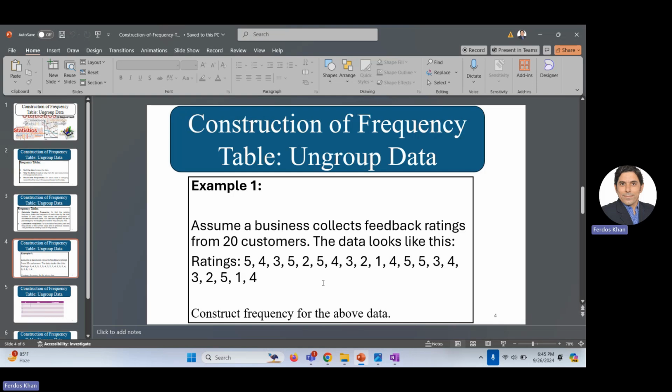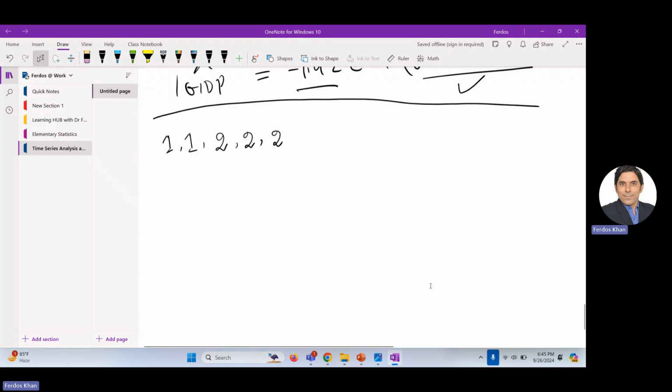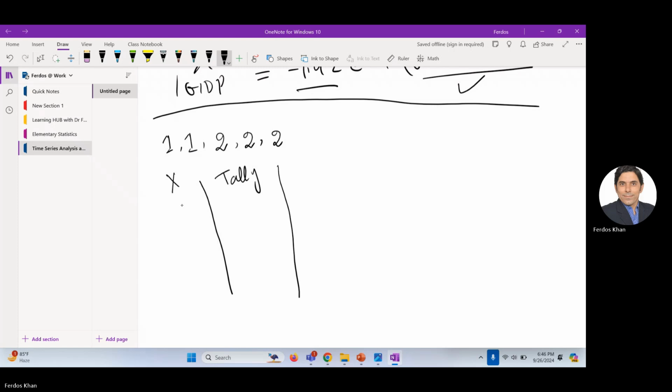You can count the frequency directly if you don't want to sort the data. If you sort the data, then you can do that easily. So 1 is repeated 2 times. Let's make the table here. You can arrange the data, but I'm not arranging the data here. So you can write like this: this is X, this is tally, and this is the frequency.